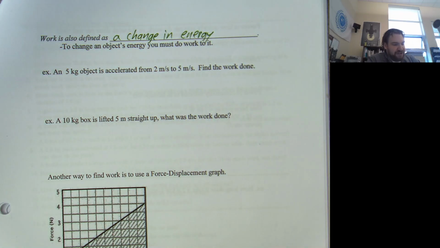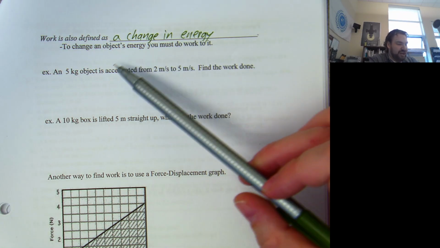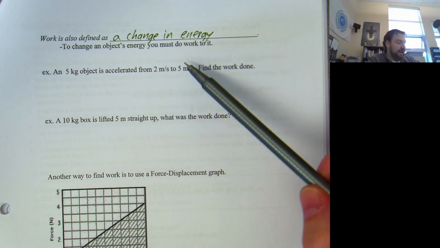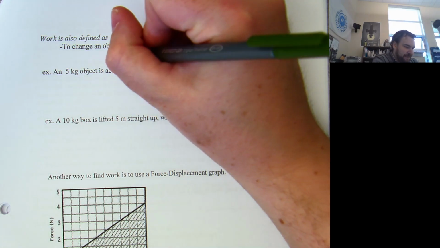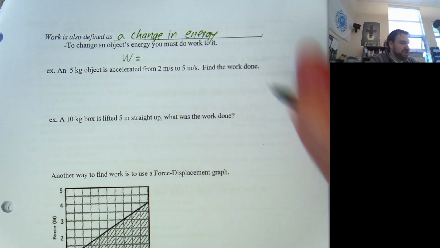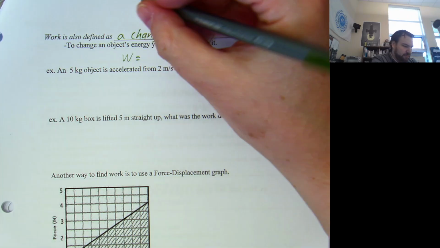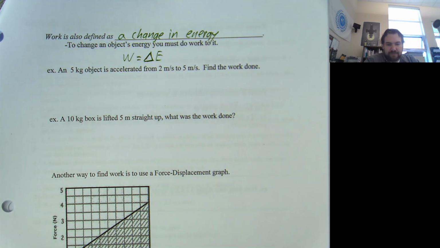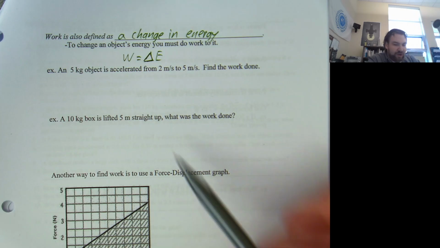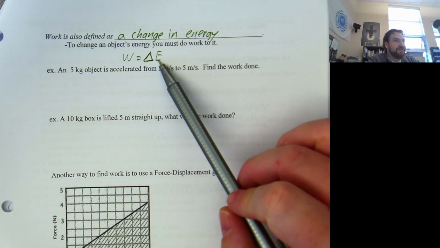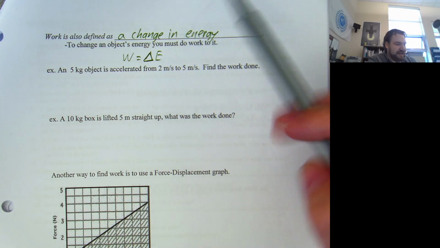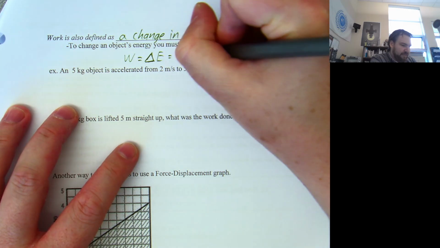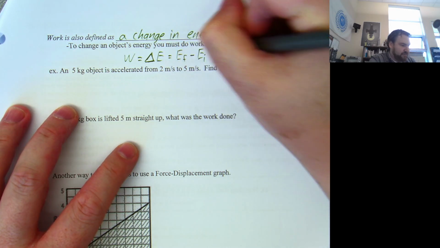Another way to interpret that is, to change an object's energy, you must do work to it. And so what that looks like is this. If work is equal to a change in energy, we're going to get work is equal to delta E. Well, a change in energy is just energy final minus energy initial.